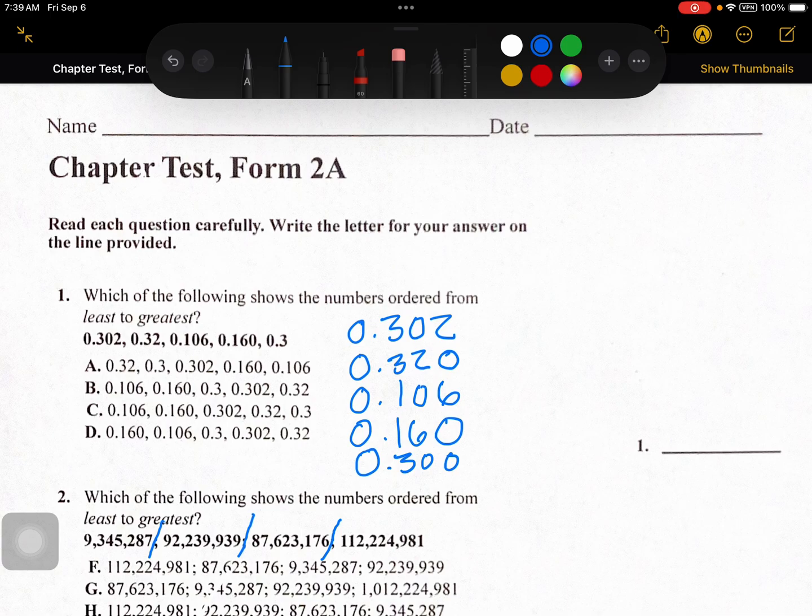Cox. This is the chapter test for Chapter 1 in your My Math book. This is Form 2A. Let's begin.